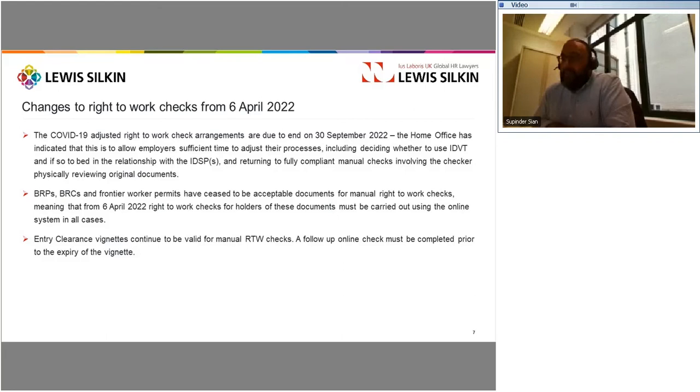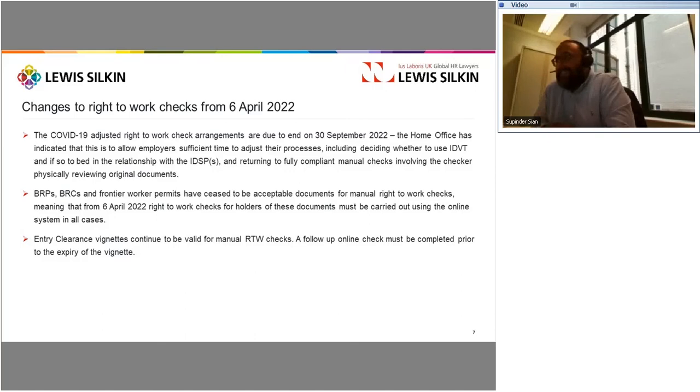With the onset of COVID, the Home Office adapted those right to work checks, so we call them the COVID adjusted right to work checks, where you are allowed to undertake right to work checks through video calls. So you didn't need to meet the individuals in person. The Home Office has reworked or renewed the validity of those adjusted checks from time to time, but they're still in place. Essentially, you can still do video checks, provided the applicant has sent you copies of their documents.